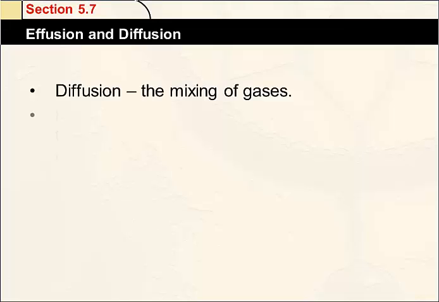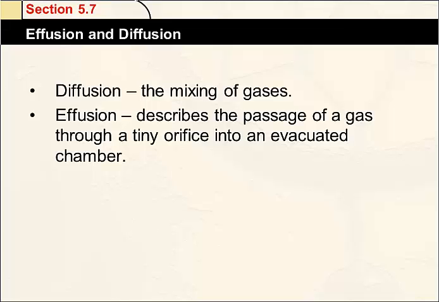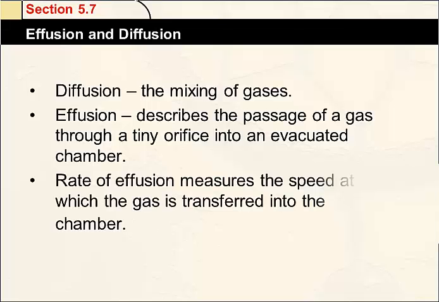That's what diffusion is. Effusion is when a molecule or an atom of gas goes through a little tiny hole in whatever container it's in. So rate of effusion measures the speed at which the gas is transferred into the chamber. Little molecules move faster, so there's a better chance for them to get through the hole than a big molecule, which is going to move slower at the same temperature. So at a temperature, say 70 degrees, smaller molecules will be moving faster, so they have a better chance to effuse through a hole. And then they'll also diffuse faster too.